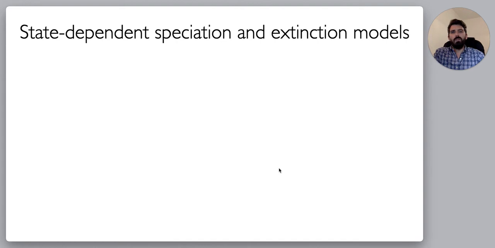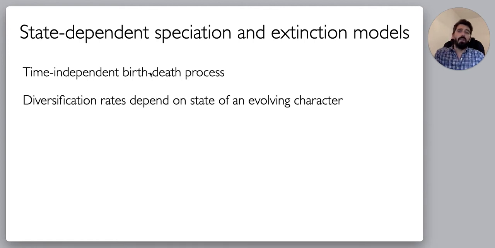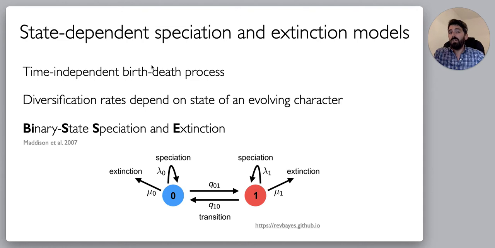To answer this question, we turned to a set of methods that could help us understand trait-driven diversification, the state-dependent speciation and extinction models, or SSE models. These models are based on a time-independent birth-death process, where diversification rates depend on a state of an evolving character. The original model was the binary state speciation and extinction, or BiSSE model, which concerns two character states, each with their own speciation and extinction rate, as well as rates of transition between these states.